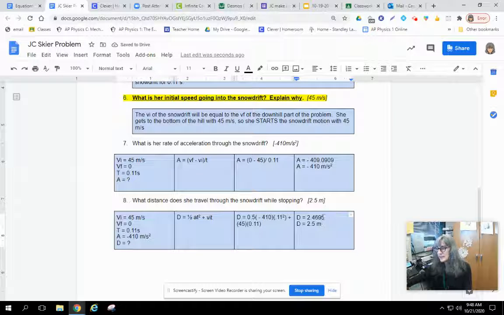Now hopefully that makes sense, that she's decelerating, she's slowing down really, really rapidly. So she doesn't travel particularly far into the snowbank. It's a pretty small distance because that acceleration is really huge. So that's the skier problem. We use this a lot. And again, it's because of the step 6 where the speed changes going from one part into another.